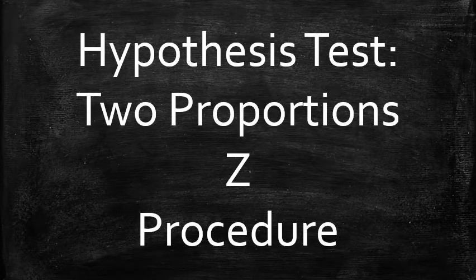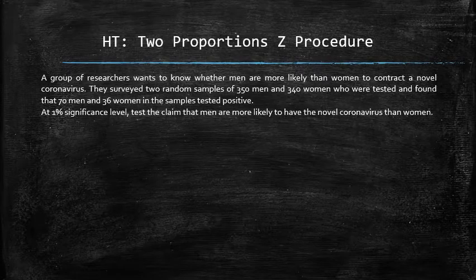Next, I will show how to apply the two proportions Z procedure to test a statistical claim about two population proportions. Consider the following example. A group of researchers wants to know whether men are more likely than women to contract a novel coronavirus. They surveyed two random samples of 350 men and 340 women who were tested and found that 70 men and 36 women in the samples tested positive. At 1% significance level, test the claim that men are more likely to have the novel coronavirus than women.